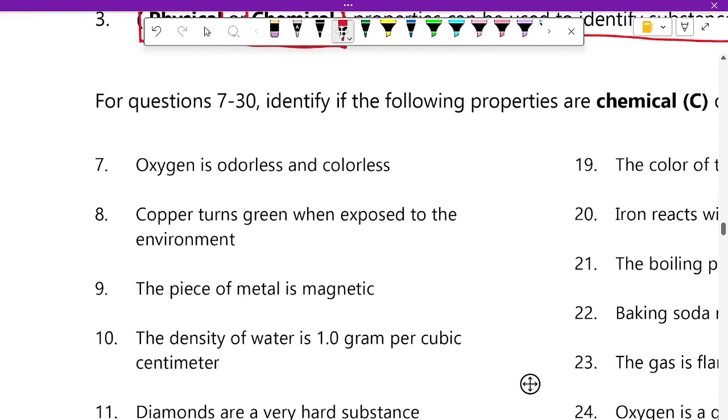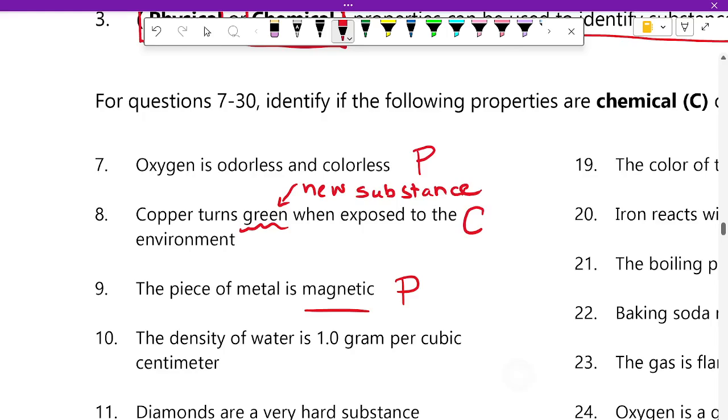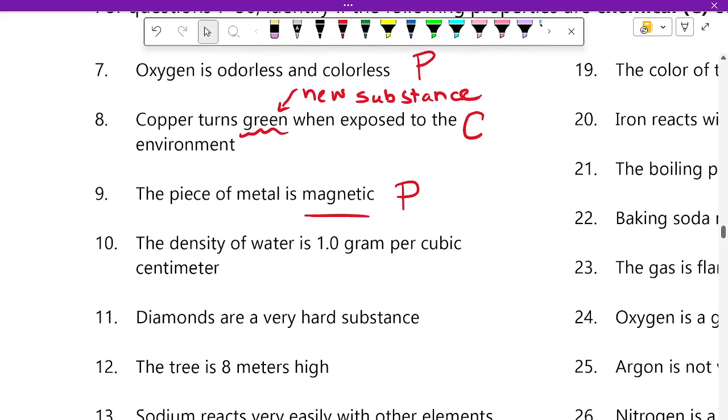Oxygen is odorless and colorless, not chemical-less. Is that chemical or physical? Physical. Copper turns green when exposed to the environment. Chemical, because that green is a new substance. A piece of metal is magnetic. Physical, no new substance. The density of water is 1 gram per cubic centimeter. Physical. Diamonds are very hard.